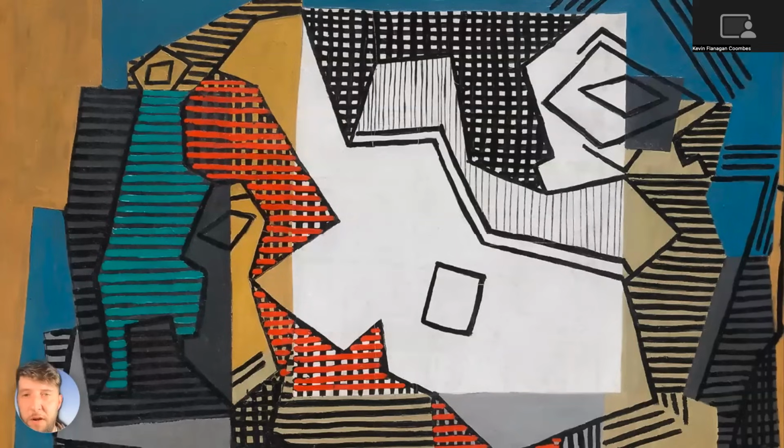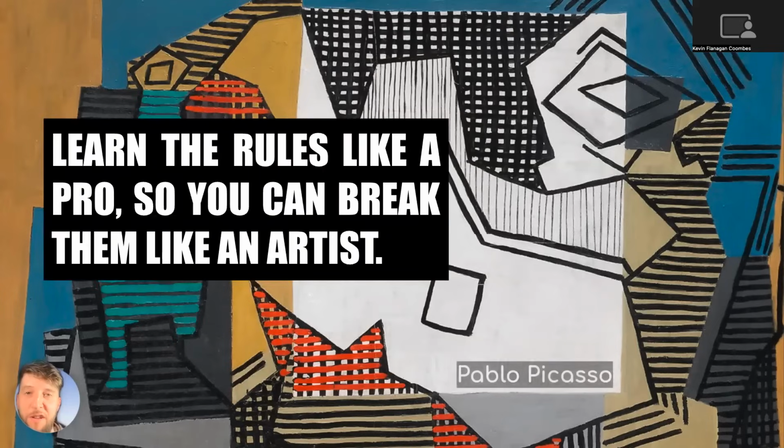The Spanish sculptor, painter, and ceramicist, who was famous for his surrealist and his cubist style, Pablo Picasso, famously said that you must learn the rules like a pro so you can break them like an artist.